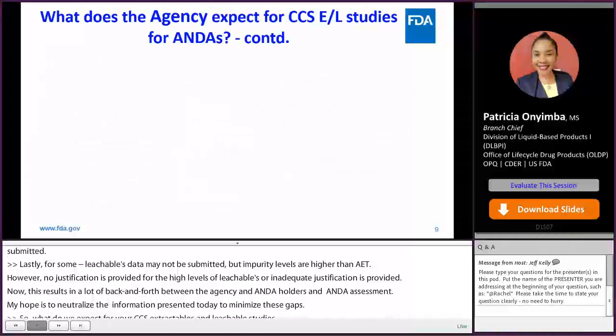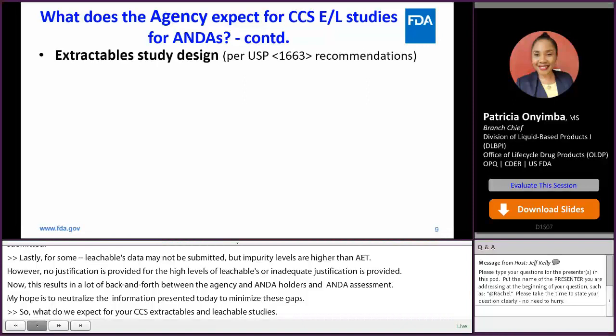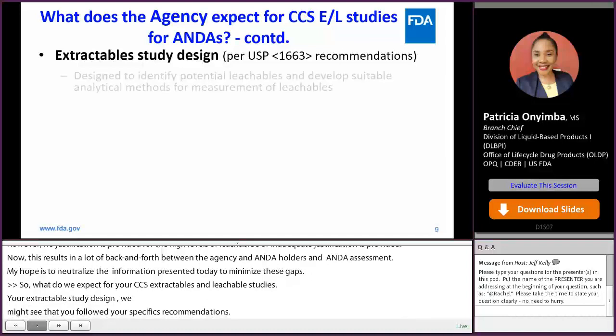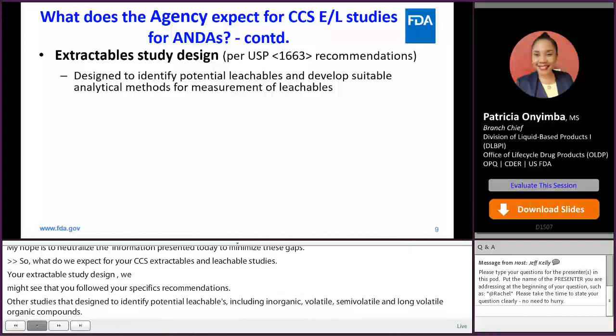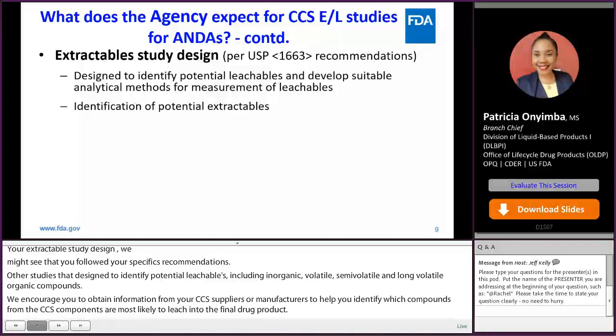So what do we expect for your CCS extractables and leachables studies? For your extractable study design, we'd like to see that you followed USP 1663 recommendations, that the study is designed to identify all potential leachables, including inorganic, volatile, semi-volatile, and non-volatile organic compounds. We encourage you to obtain information from your CCS suppliers or manufacturers to help you identify which compounds from the CCS components are most likely to leach into the final drug product.